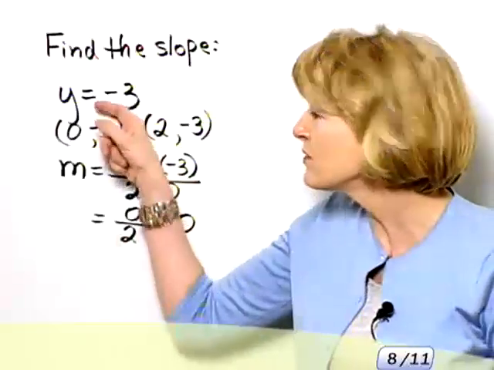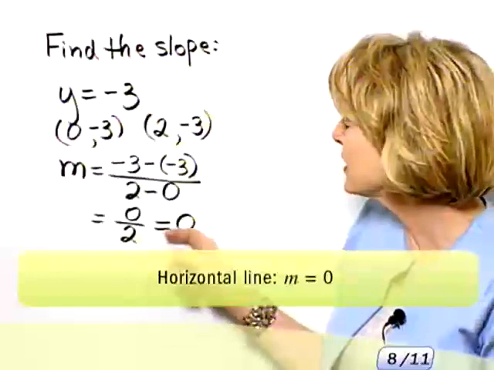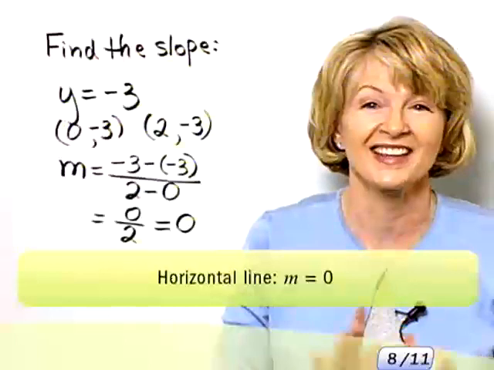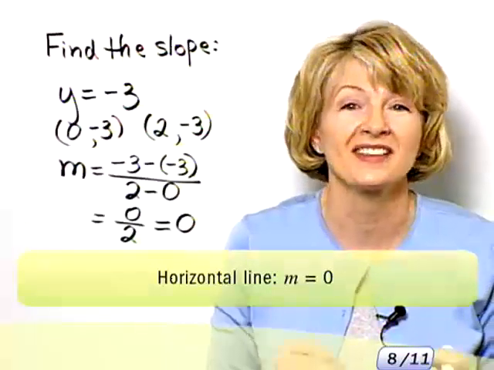So the slope of this horizontal line is 0. You don't need to calculate the slope of horizontal lines any longer then. If you have a horizontal line, its slope is 0.